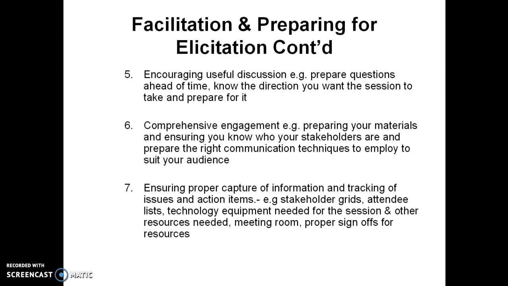Example, preparing your materials and ensuring you know who your stakeholders are, and prepare the right communication techniques to employ to suit your audience, as well as having a good understanding and grasp of the subject matter as part of your preparation. And lastly, 7, ensuring proper capture of information and tracking of issues and action items. Example, stakeholder grids, attendee list, technology equipment needed for the session, and any other resources needed, such as meeting rooms, proper sign-off for resources, etc.